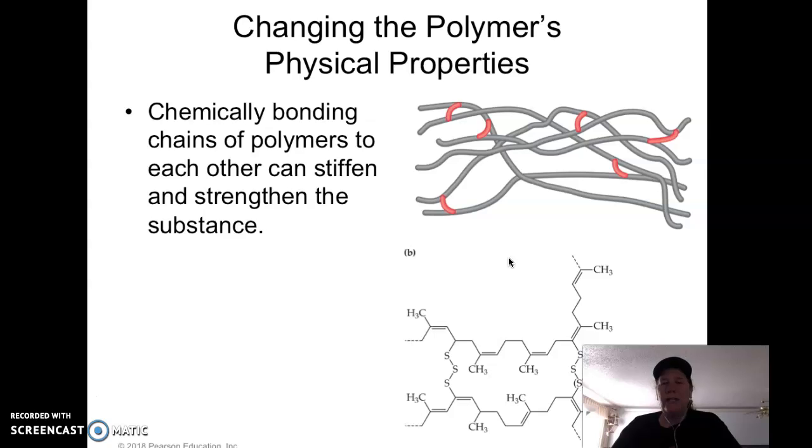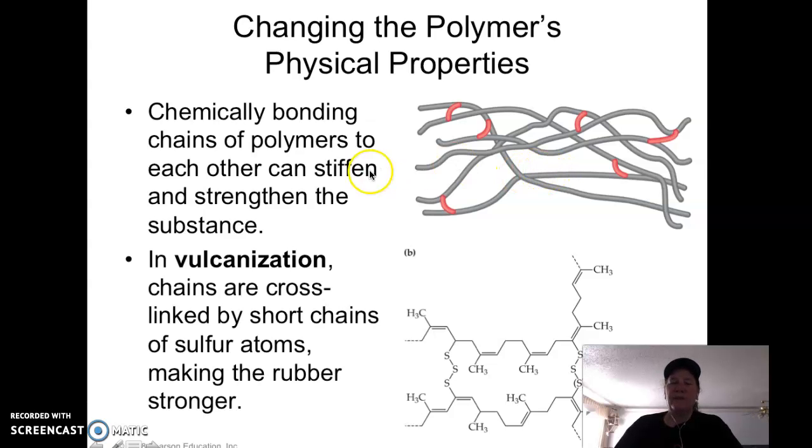If you want to change a polymer's physical properties, there's the chemical side, which is bonding. If you pull on them, you actually change the bond length, and that can strengthen and stiffen the substance. They have something called vulcanization. You hear that a lot with sulfur.